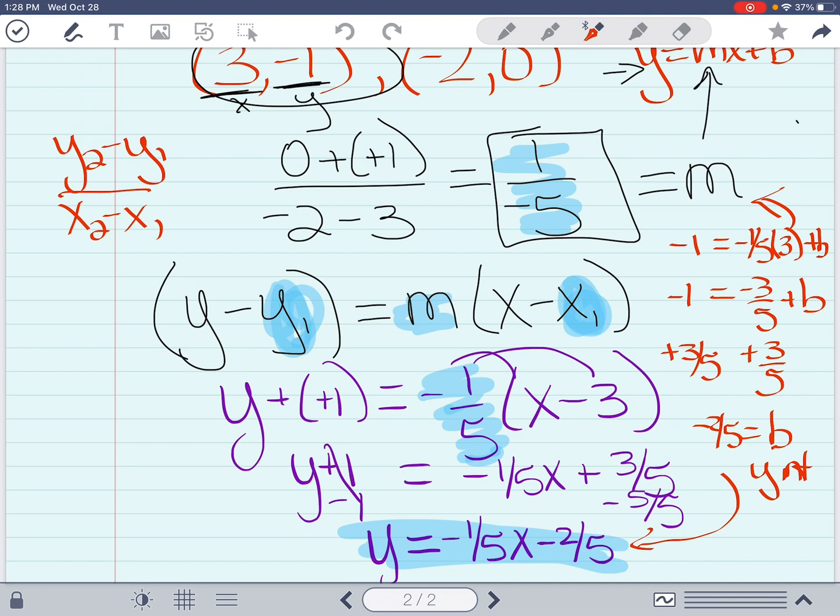This is called slope given 2 points, and the other one is point-slope form. Okay, so that's just a little summary of those two ways to figure out how to write the equation of the line in slope-intercept form.